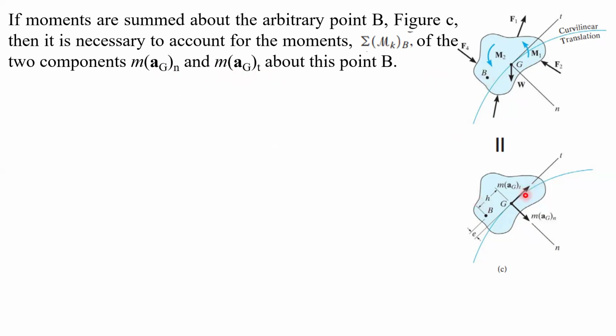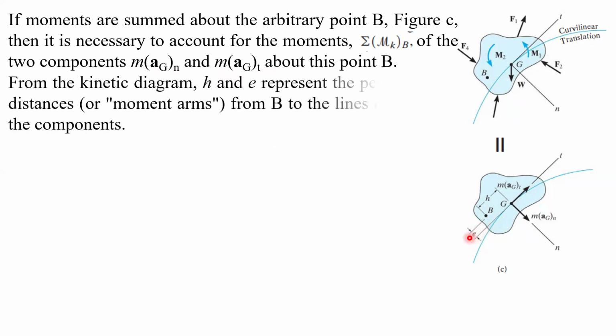So the moment arm is E. From the kinetic diagram, H and E represent the perpendicular distances, the moment arms, from B to the line of action of the components.